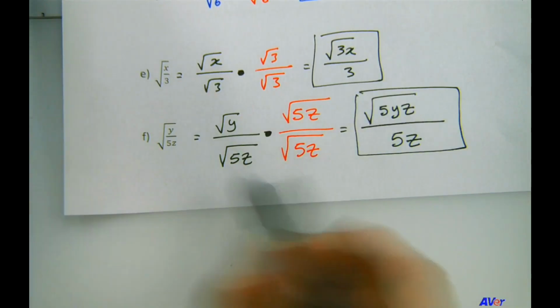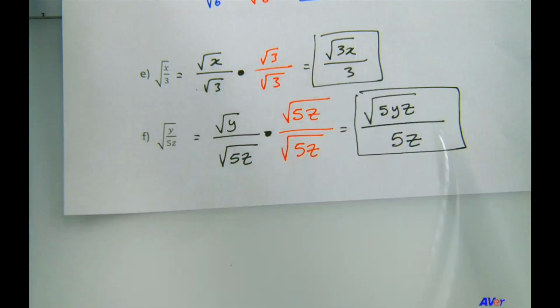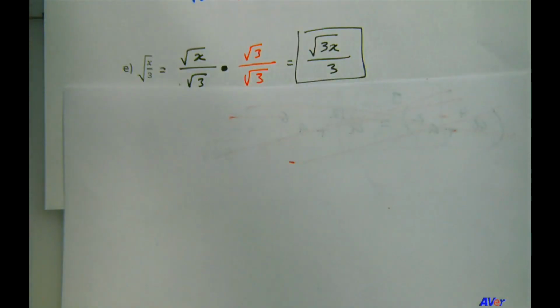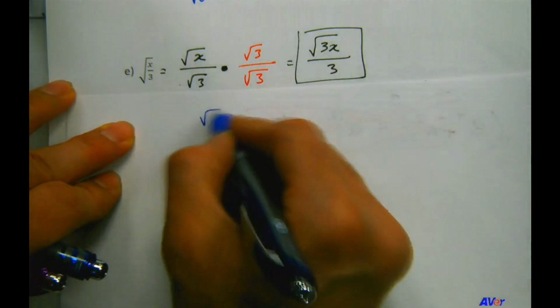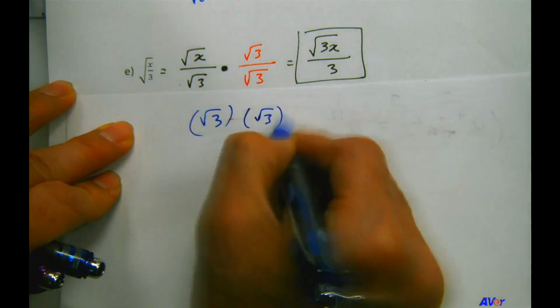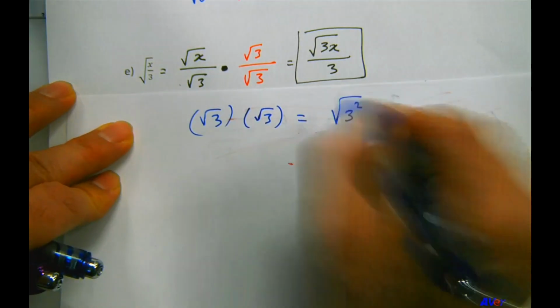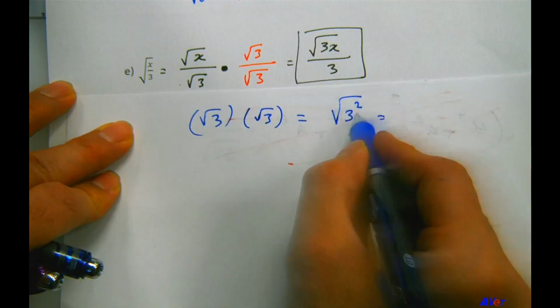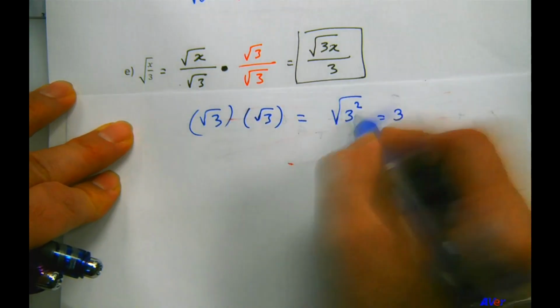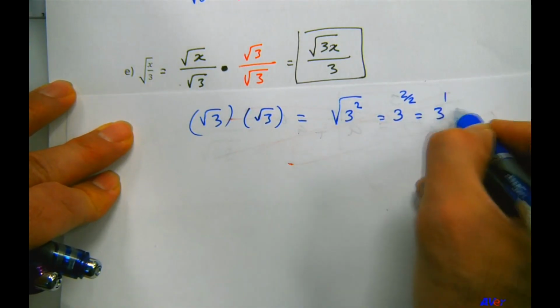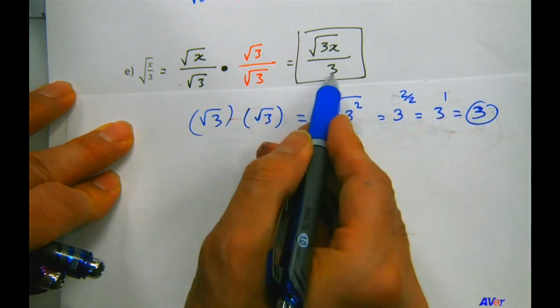I hope you're following why this times that gives us that, right? Well, if not, because you're not in the classroom, I don't know if you have a question about that. But this is how it works. So for this one, square root of 3 times square root of 3 is equal to square root of 3 squared. But this is square root, so you can write this in terms of rational exponents. So 2 divided by 2, so 3 to the first power, or 3. That's why we get 3 in the denominator.